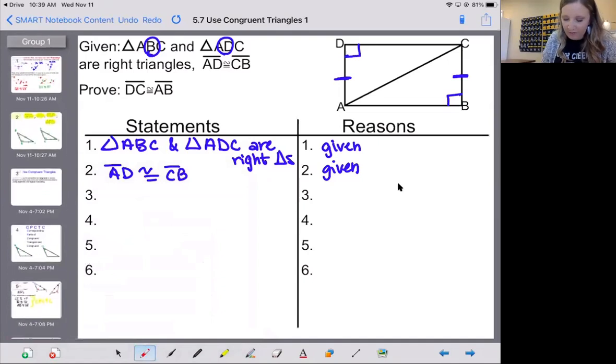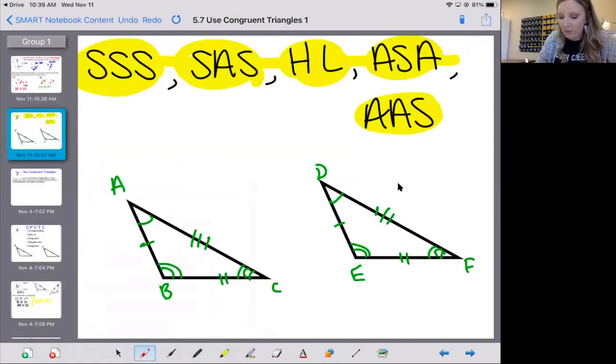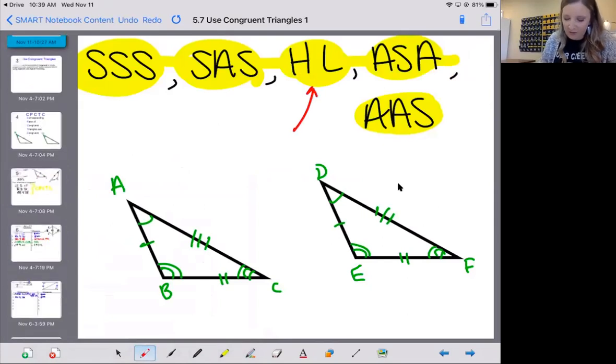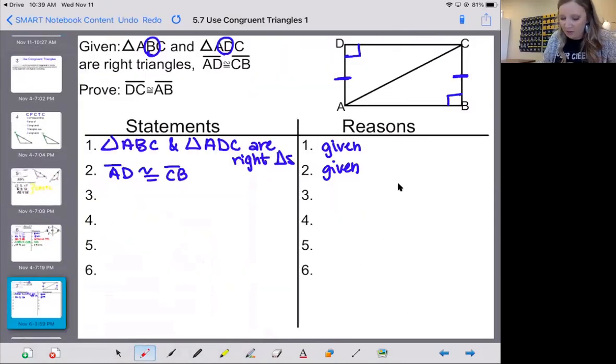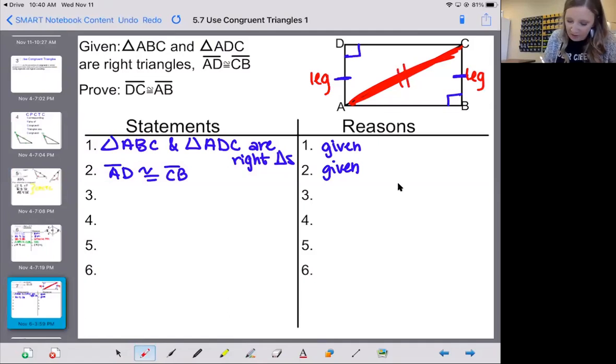if I have a right triangle, I remember that hypotenuse leg is typically the one we use. So can I use hypotenuse leg here? And if so, what's missing? Well, this side over here, this would be the leg, right? The hypotenuse is right here on both triangles, actually. So this segment I'm going to mark as congruent to itself by the reflexive property of congruence.